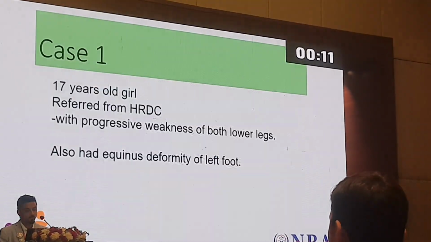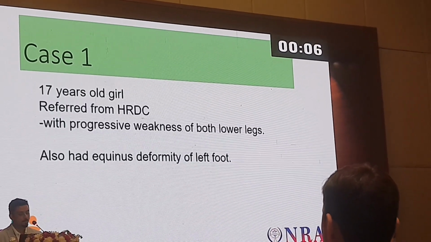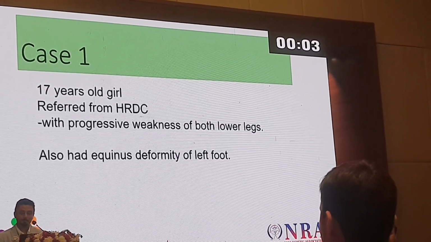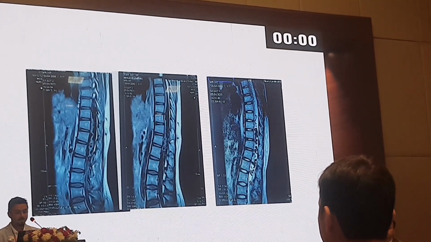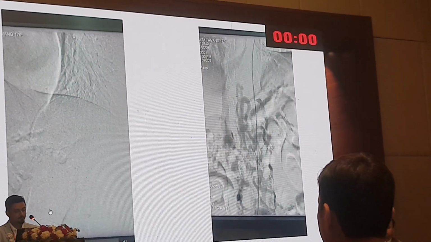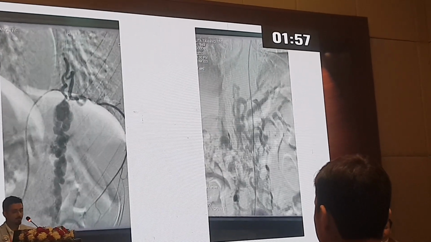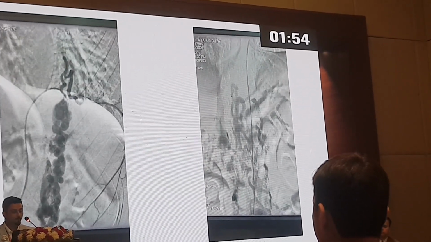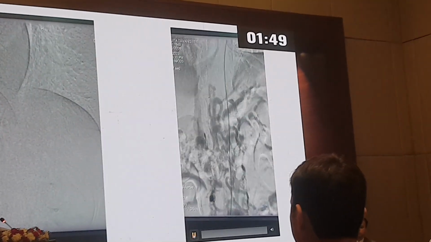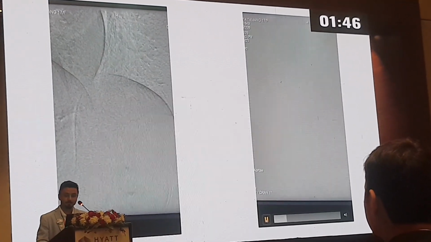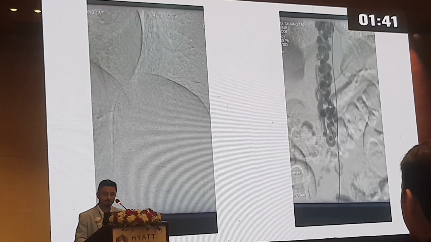So this was an 18-year-old patient referred from HRDC with progressive weakness of both lower limbs. She also had equinus deformity of the left foot. The spine shows dilated hereditary channels, and this shows that there is a nidus-type shunt, with all these dilated channels and the dilated reticulomedullary vein itself. And then there is extensive dilatation of these channels.